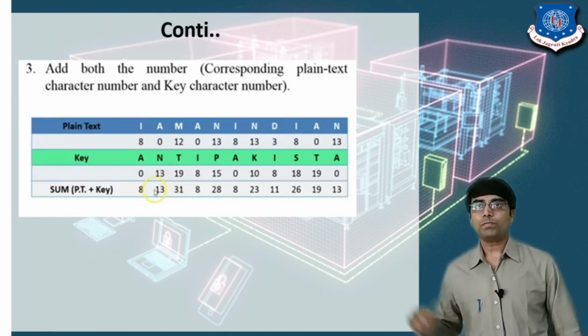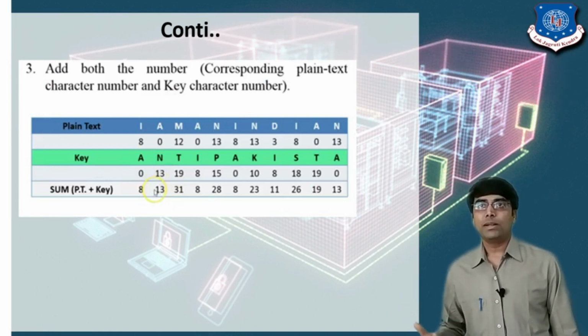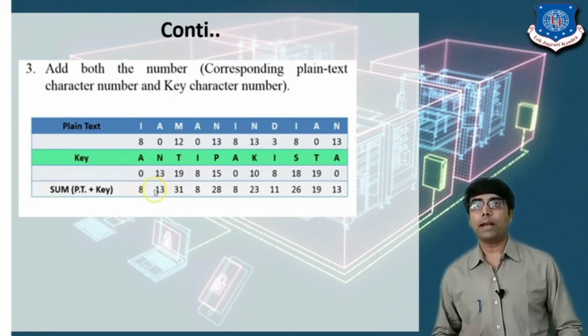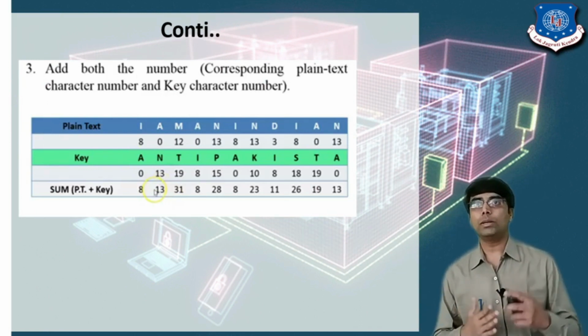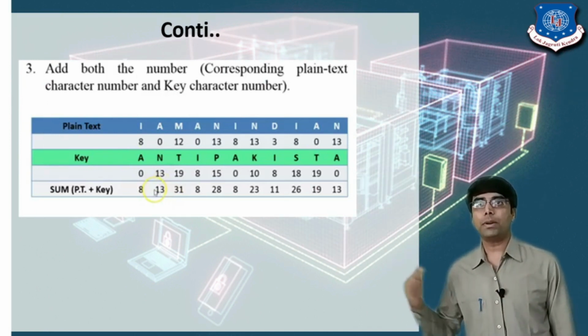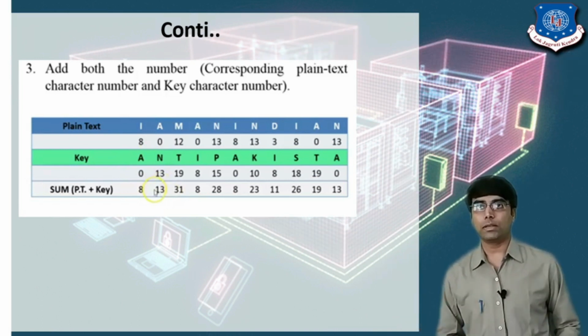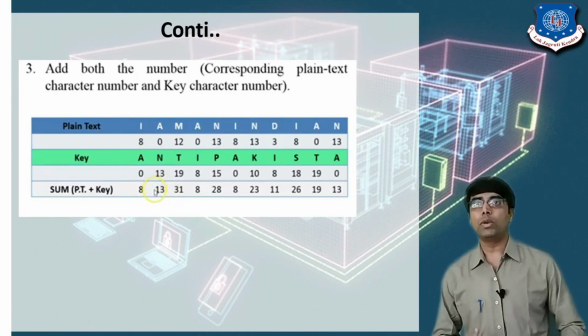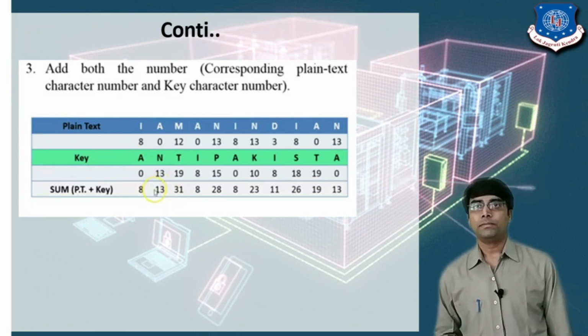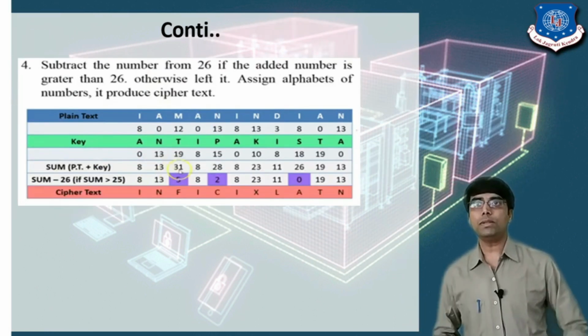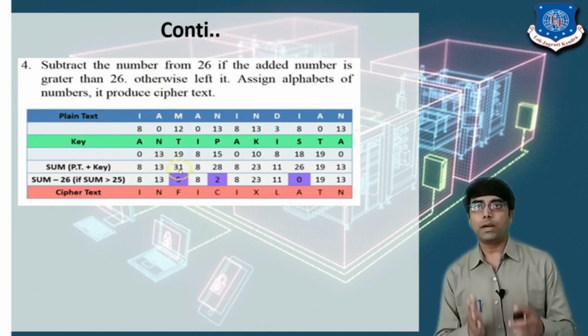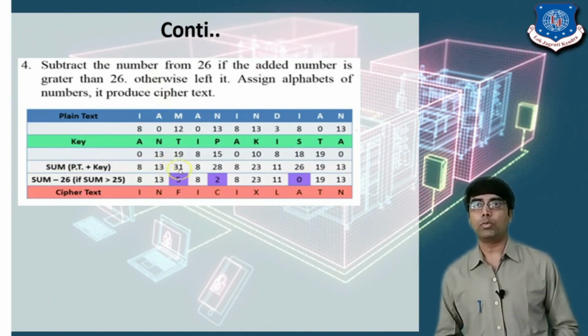Now add up both numbers, the plaintext character number and the key number. It means that 8 plus 0 you get 8, 0 plus 13 you get 13, 12 plus 19 you get 31. Now the fourth step: subtract 26 from the number if the added number is greater than 26.